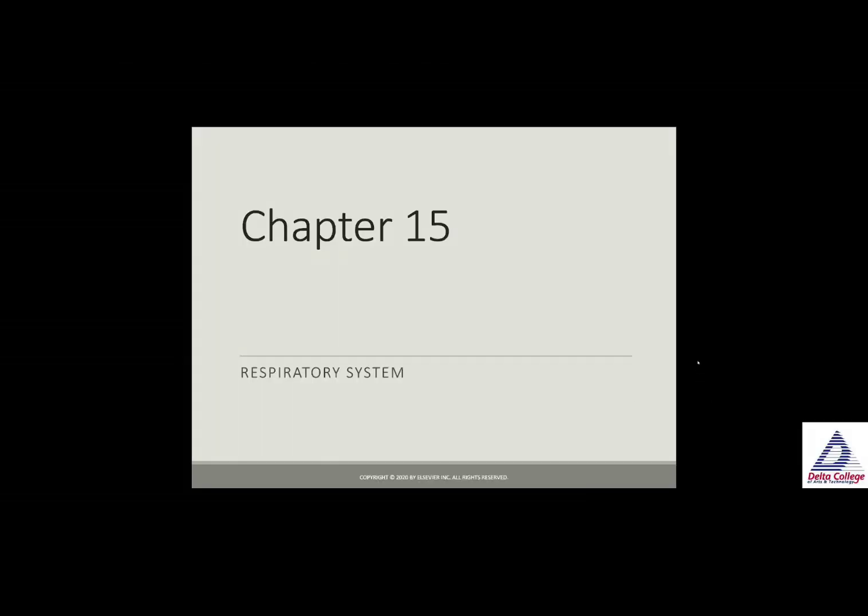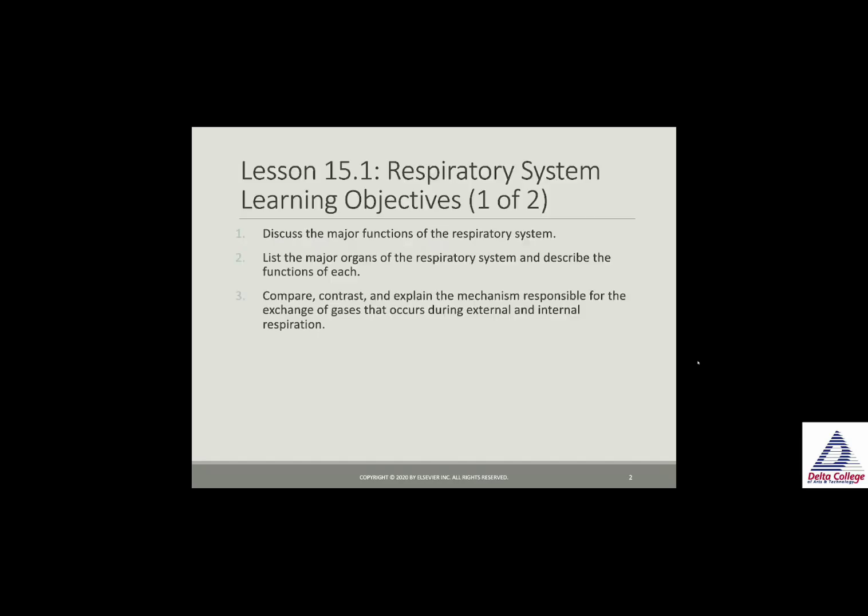Hello, class. Today we're going to be going over Chapter 15, which is the respiratory system. We're going to discuss the major functions of the respiratory system, list the major organs of the respiratory system, and describe the functions of each.